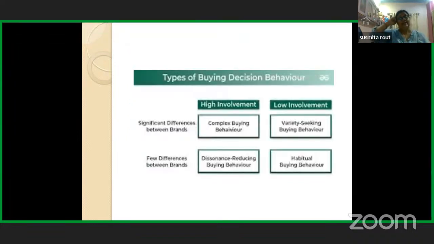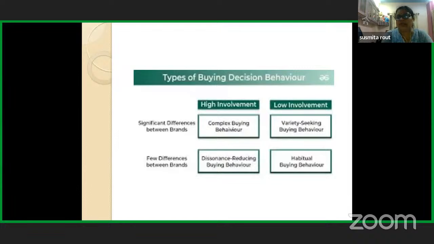Next is different types of consumer behavior. So the stages we discussed, those 5-6 stages, in every consumption we don't consciously go through all those stages. In some of the consumptions, we might skip some of the stages.